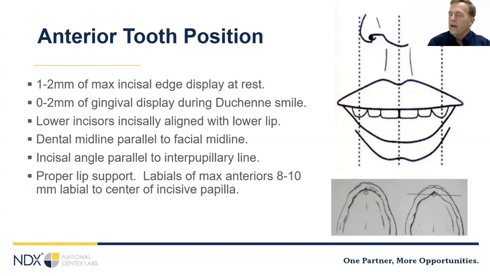As a rule of thumb, you can go 8 to 10 millimeters anterior to the center of the incisive papilla and get a pretty reliable position. But you'll also want to, when you're doing your try-in, have your patient do fricatives and make sure that the incisal edge of their maxillary teeth is touching the wet-dry line.